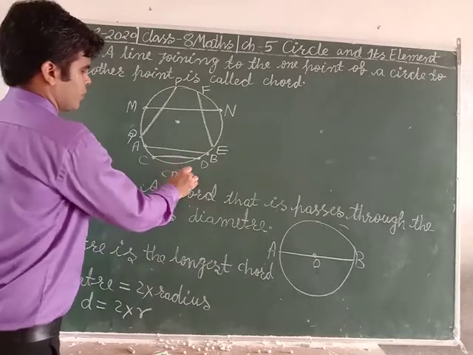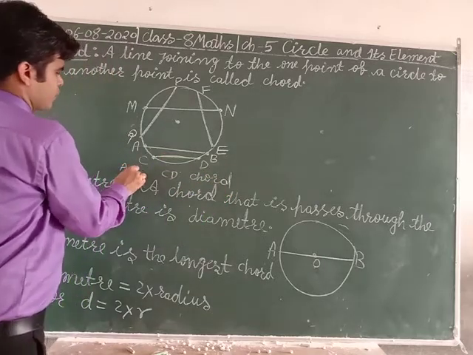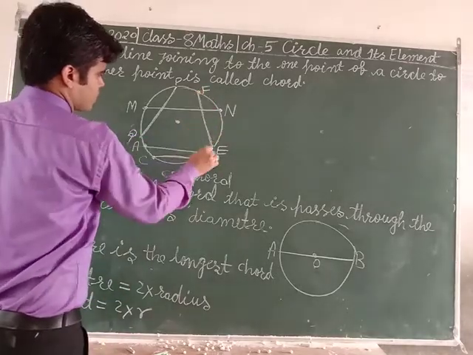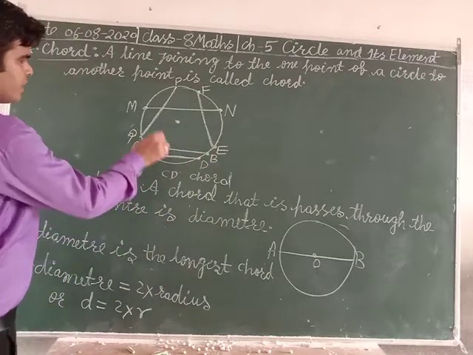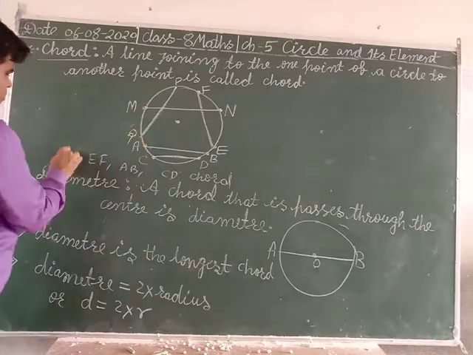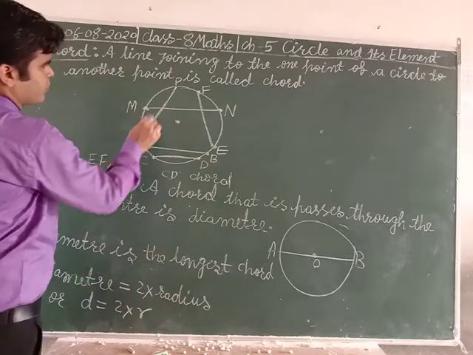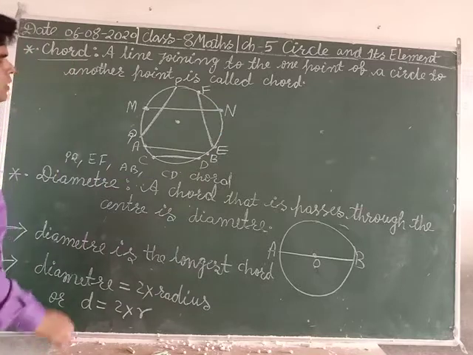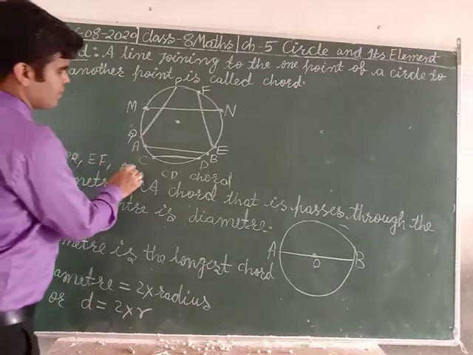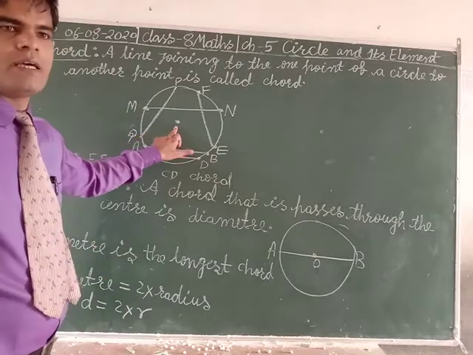CD is a chord. This is called a chord. Same as AB. AB is also a chord. Now EF. See, this point is on the circle and this point is on the circle. So EF is also a chord. Now PQ is also a chord. Now MN is also a chord. M is one point on the circle and N is another point on the circle. So students, MN, PQ, EF, AB, CD are chords, and the one that is nearest to the center will be the longest chord.